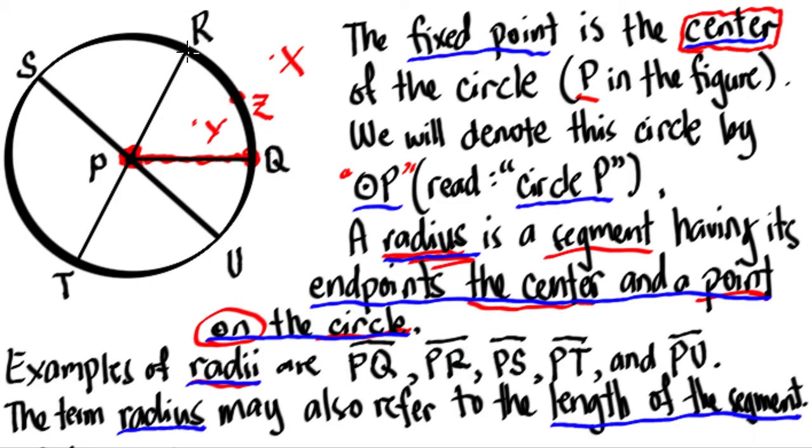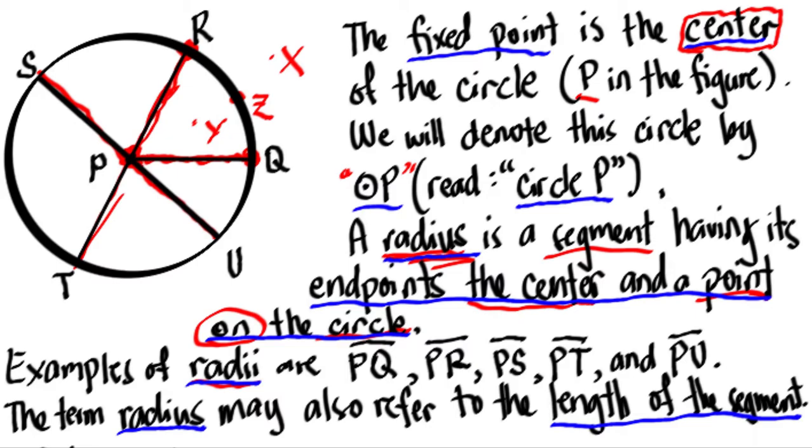Next is line segment PR. This is P here, this is R here. So this is a line segment. One of the endpoints is the center, one of the endpoints is on the circle, so therefore it's a radius. Likewise with PS, PT, and PU. So they're all radii of the circle. I'm about to say radiuses, but it's wrong. Radii will do.